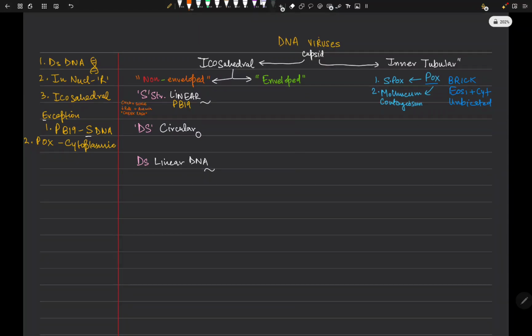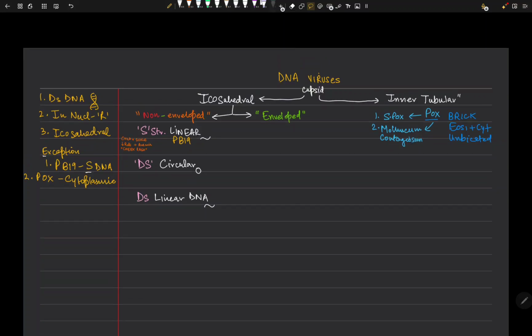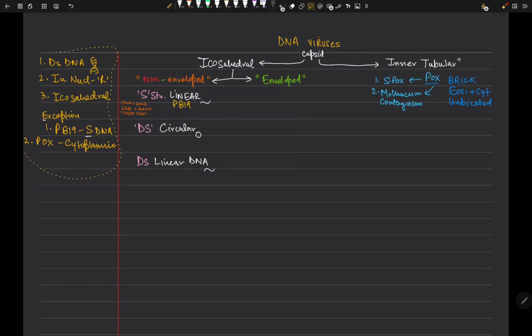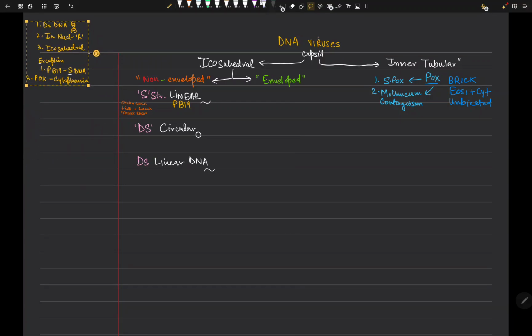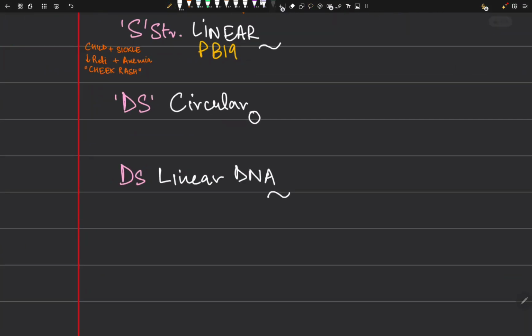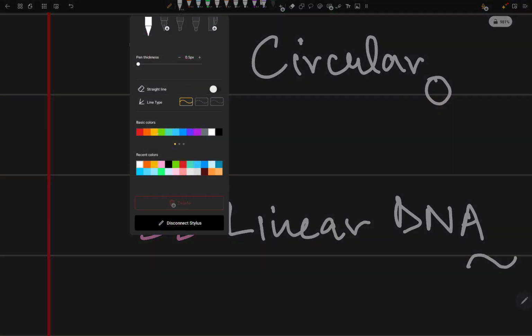Now let's talk about double-stranded circular, non-enveloped, simple stuff, right? Okay, so we understand single stranded. Now we talk about double stranded ones. Double stranded circular DNA viruses, a bunch of them. I'm gonna write the names first.